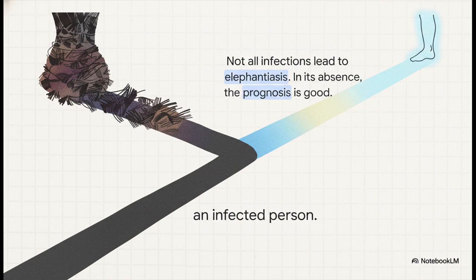Now, it is really important to stress this point. While elephantiasis is the most dramatic thing we see, it is not an inevitable outcome, not even close. Many infected people might have much milder symptoms, or even be completely asymptomatic. If that severe lymphatic damage can be avoided or managed, the prognosis is actually pretty good.